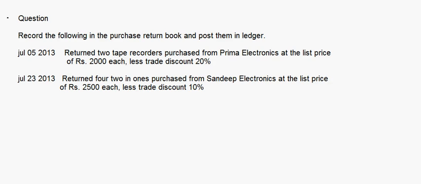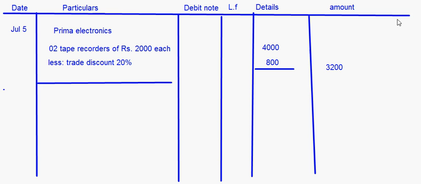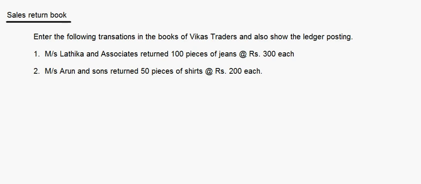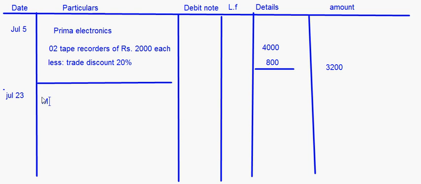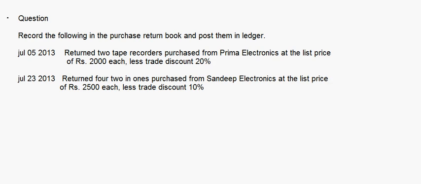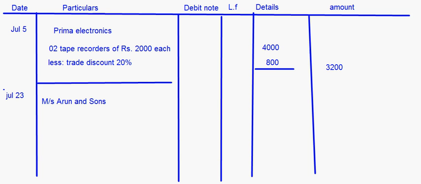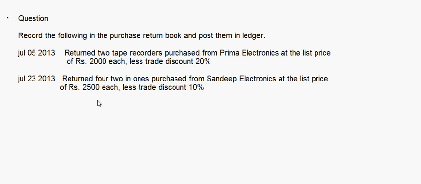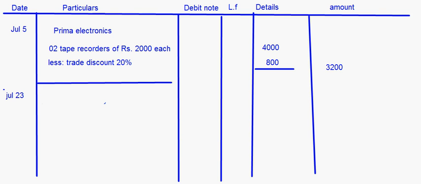And then you will have the next one, which is July 23rd. So here you will write the date as July 23rd, and Messrs. Arun and Sons. So here the company name comes Messrs. Arun and Sons. Oh, sorry, I think I took out the wrong thing. Yeah, 1 minute. It's not Arun and Sons here. It's this one. Return four 2-in-1s purchased from Sandeep Electronics. So here you will have Sandeep Electronics.